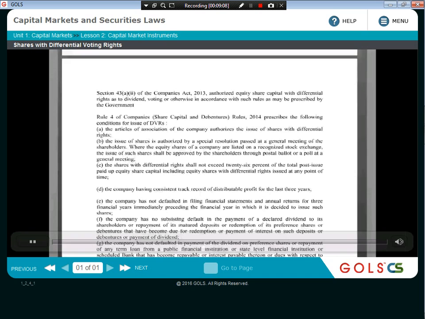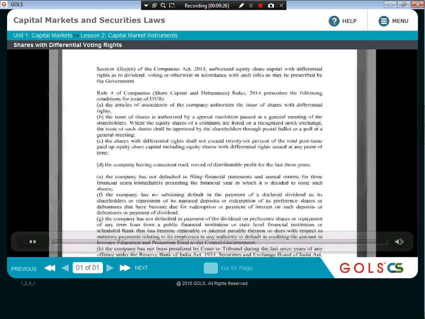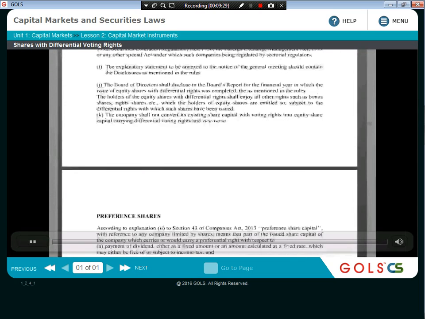But now the Companies Act says that you can also issue equity shares which have differential voting rights. Differential means different voting rights. So now the Companies Act and the rules allow a company to do that. Rule 4 of the Companies (Share Capital and Debentures) Rules gives the procedure for this. So these are the conditions that need to be fulfilled. There are a lot of conditions, A to K.